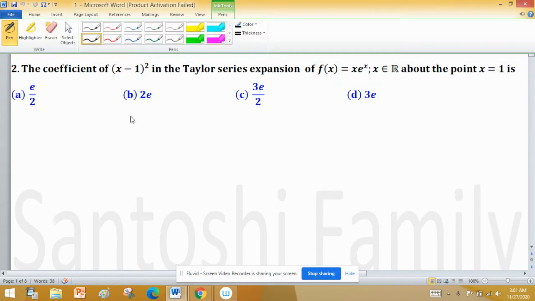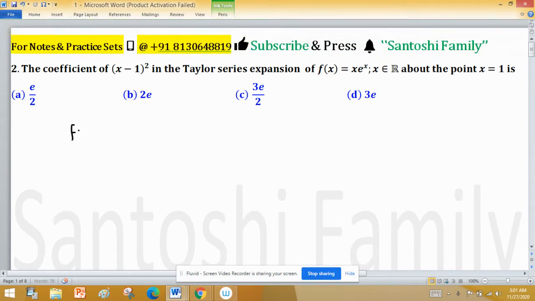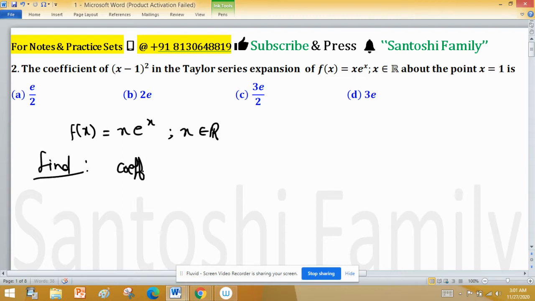As the function is given, f(x) equal to x e raised to the power x, and x is a real number, we have to find the coefficient of (x minus 1) whole square about the point x equal to 1.